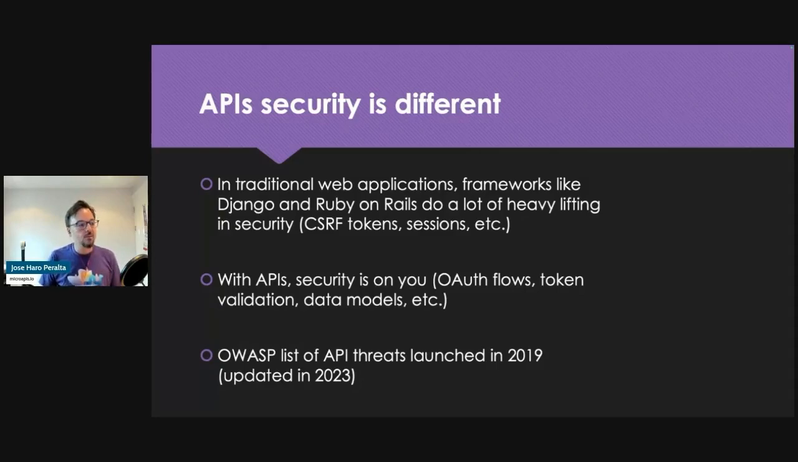And that means we have to bake in security into our development process. Otherwise, we're going to be open to many different kinds of abuse and attacks against our websites. OWASP, the Open Worldwide Application Security Project, took notice of how different API security looks from traditional web security, and they created a specific API security top 10 list in 2019. That was updated in 2023, completely revamped with new categories that are very specific to API security.